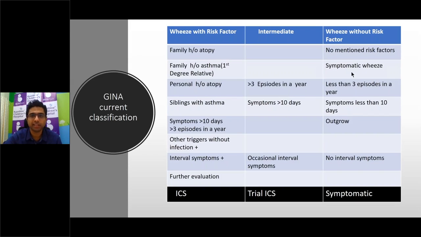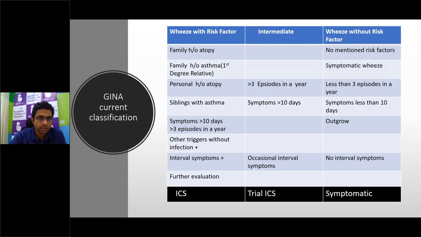However, GINA has made the classification very simple. The current classification is very similar to the episodic wheezer and multi-trigger wheezer. You classify them as wheeze with risk factor and wheeze without risk factor. Wheeze with risk factor is whenever there is a family history of atopy, with history of asthma in a first degree relative, with personal atopy like atopic dermatitis, food allergy or allergic rhinitis, or parental asthma or sibling with asthma. By symptoms I mean recurrent cough, recurrent wheeze, recurrent breathlessness. Cough, wheeze, breathlessness.